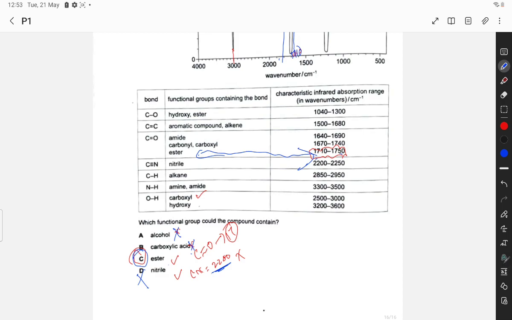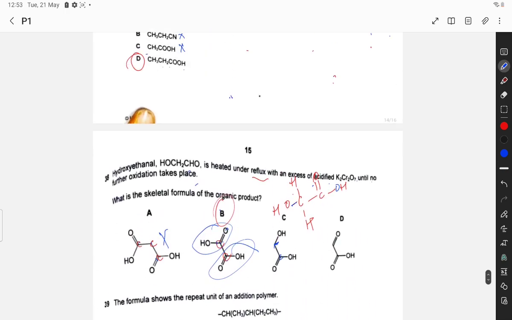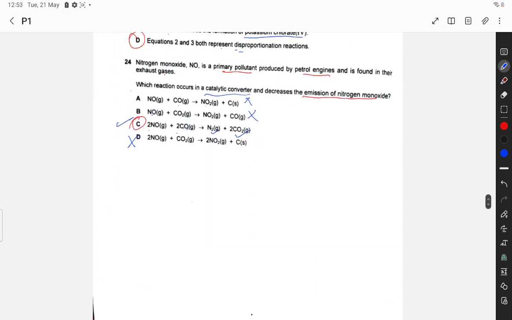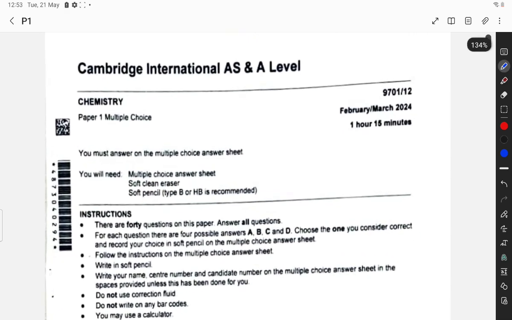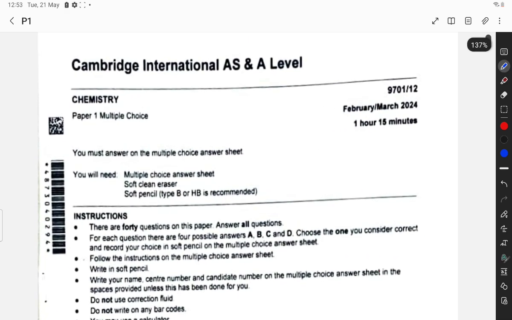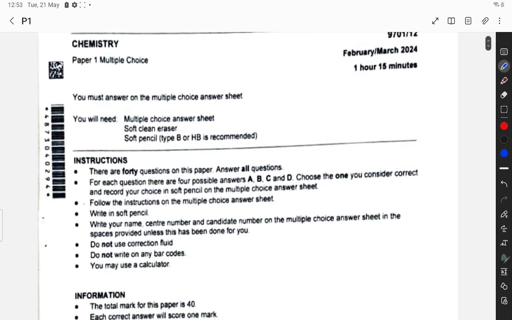So this is all about the 2024 Feb March paper. The marking scheme we get online, and there is no marking scheme available on the net.